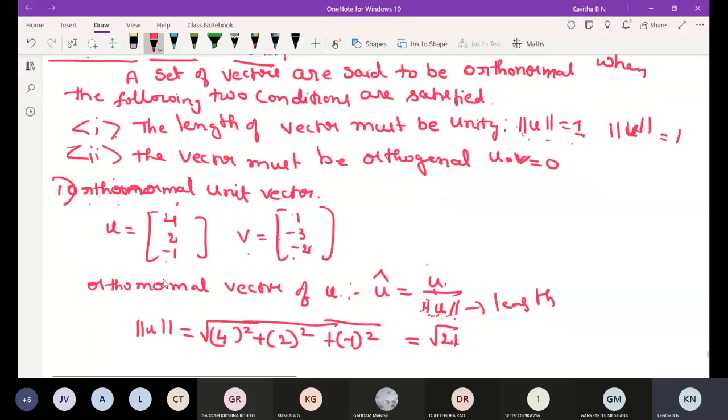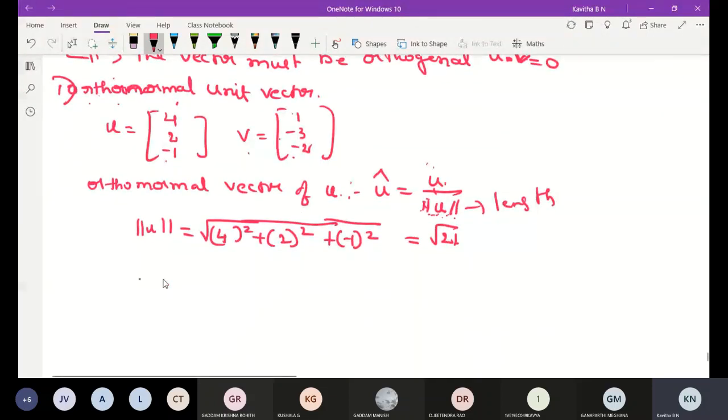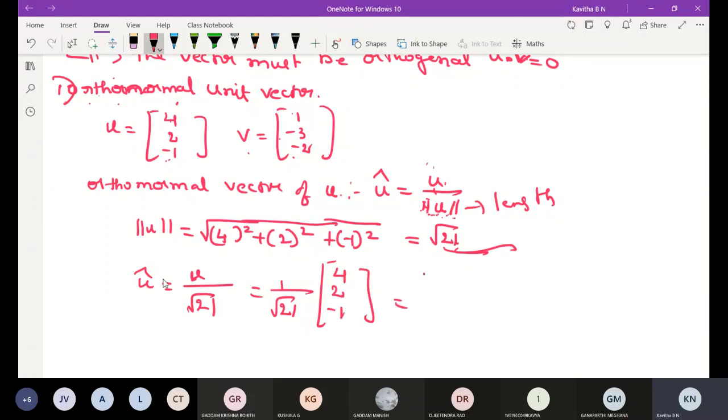So the unit vector of u is u divided by its length, which is 1 over the square root of 21 times u. Write down u: u is (4, 2, -1). Then we get 4 by square root of 21, 2 by square root of 21, minus 1 by square root of 21.